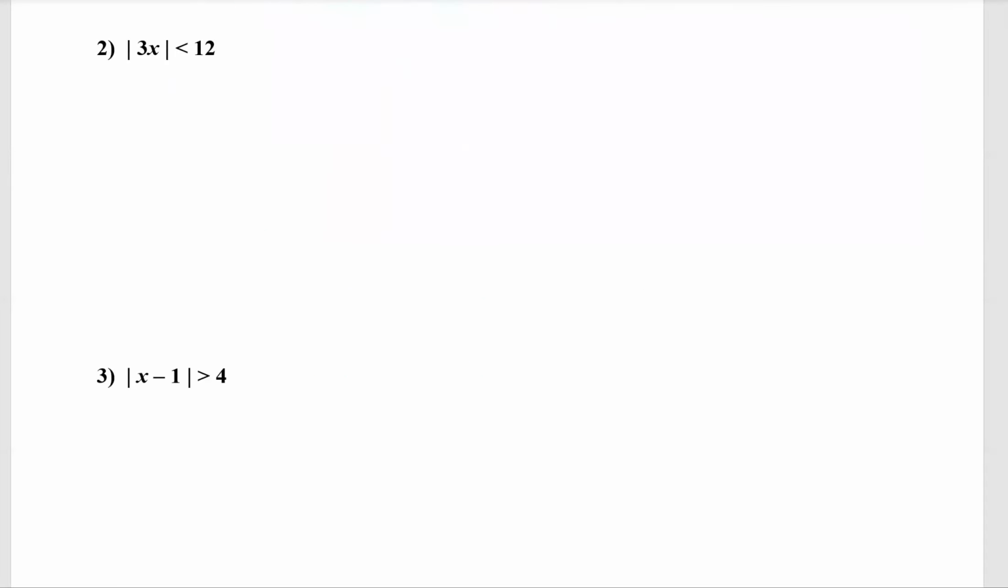Number 3, the absolute value is isolated and it is less than, kind of sounds like an and. So I'm always going to solve these as a 3-part inequality. Negative 12 is less than 3x and 3x is less than 12. Divide each section by 3. Negative 4 is less than x and x is less than 4. As an interval, we'll write our answer like this.